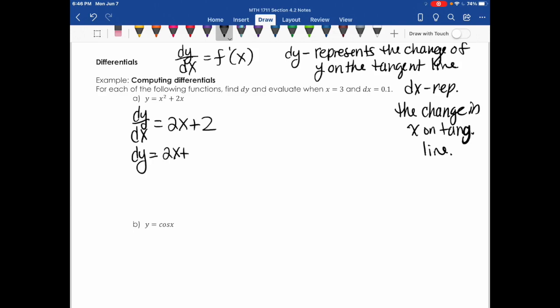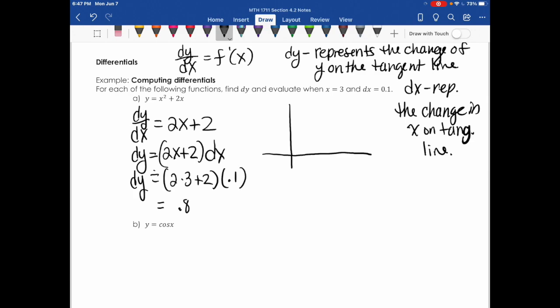So I'm going to multiply both sides by dx. So I have dy is equal to 2x plus 2 times dx. Now, if we're going to evaluate it when x is 3, so we're looking at the tangent line when x is 3, and we're going to slightly change the value of x and move over 0.1, and we're going to see what that does to the change in y. So we got dy is equal to 2 times 3 plus 2, and then the dx is 0.1. We're slightly changing x to see what happens to y. And so when we put that in on the calculator, we are going to get 0.8.